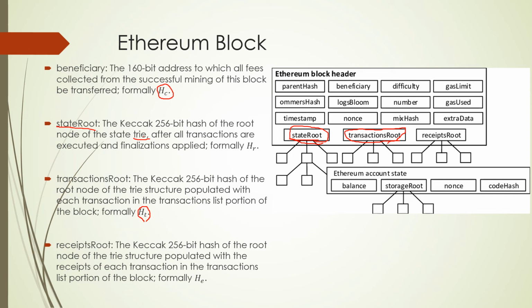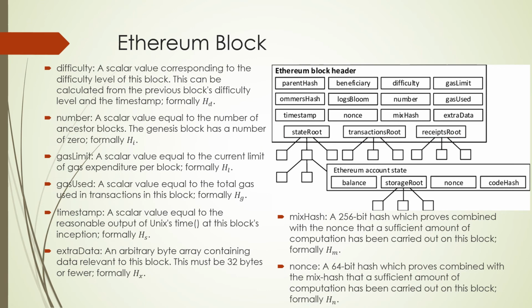This receipt root is basically the SHA-3 256-bit hash of the root node of the tree structure, populated with the receipts of each transaction in the transactions list portion of the block, and it's represented using H sub E. Then we have difficulty, which basically is related to the proof of work of the Ethereum.